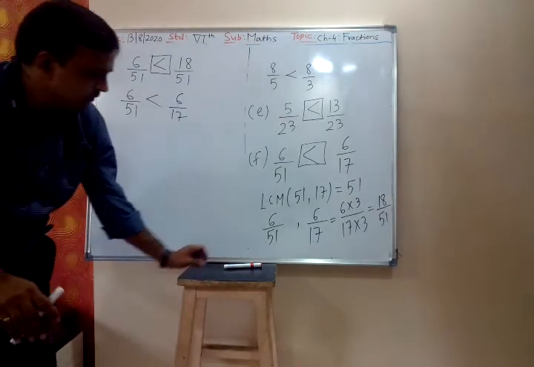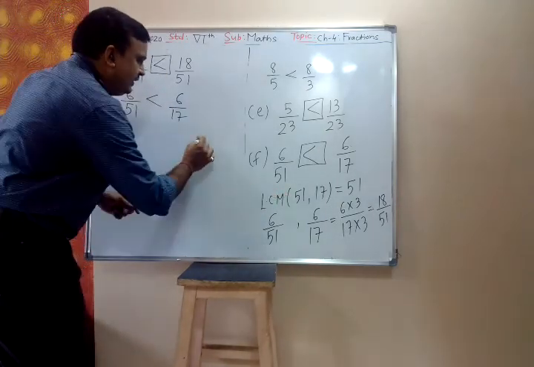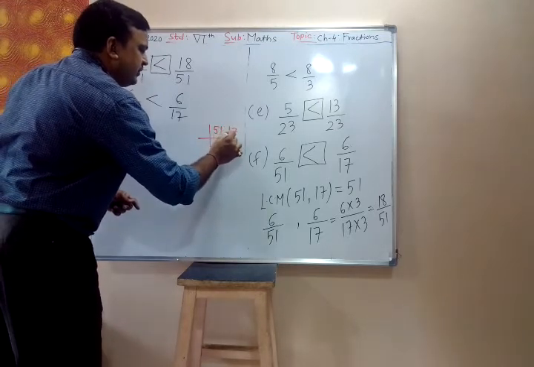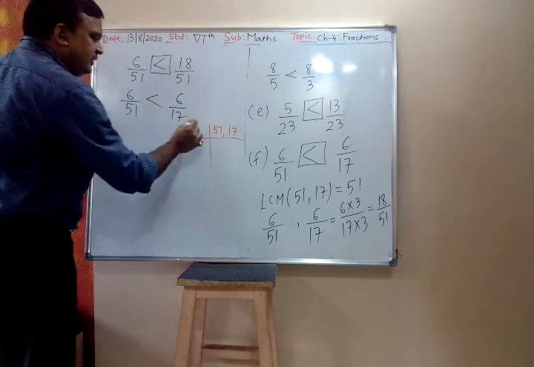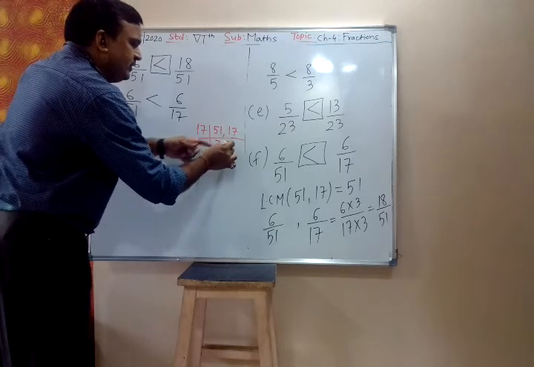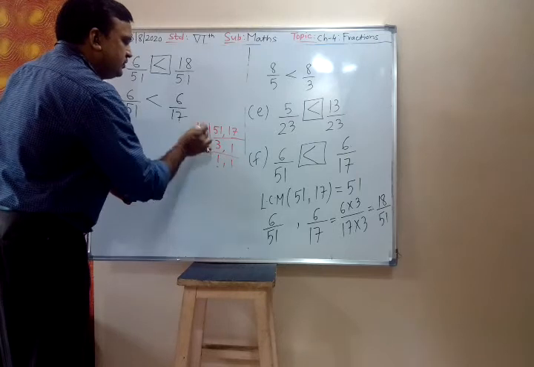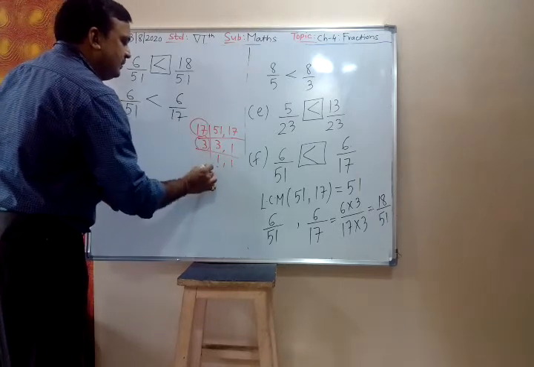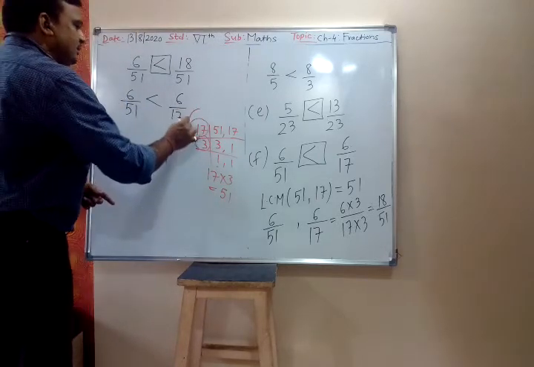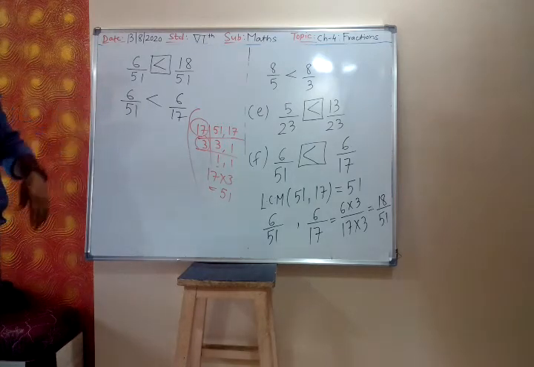See here, basically where you are not clear: the LCM of 51 and 17. Let me calculate. If you see the table of 17, 17 threes are 51. So the LCM is 17 into 3, which is 51. So in this way we calculate LCM. So the LCM of 51 and 17 is 51.